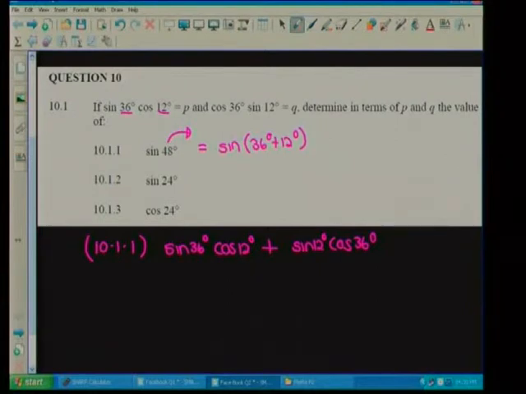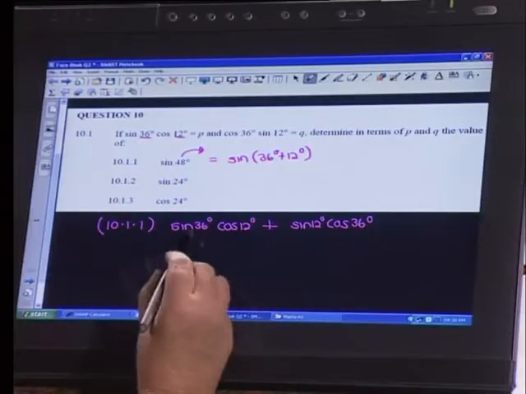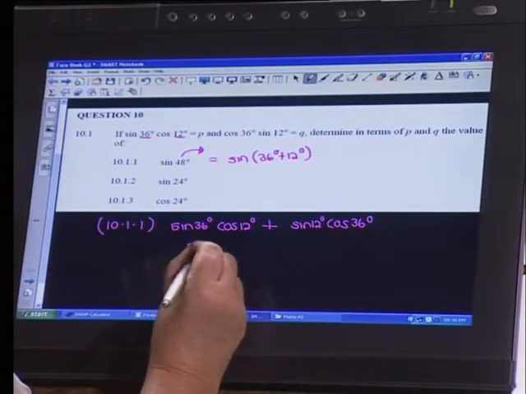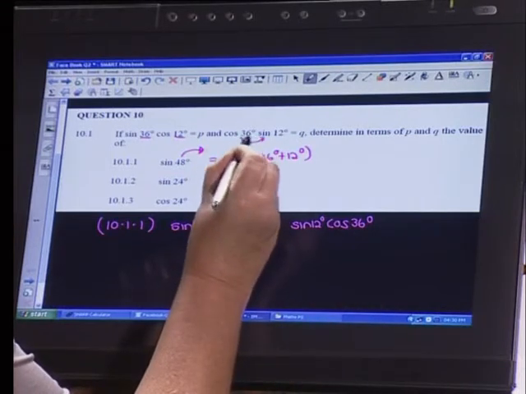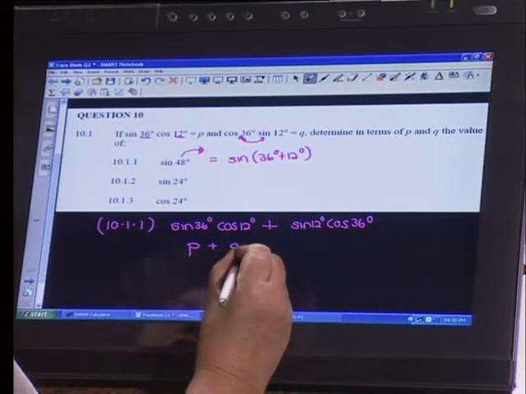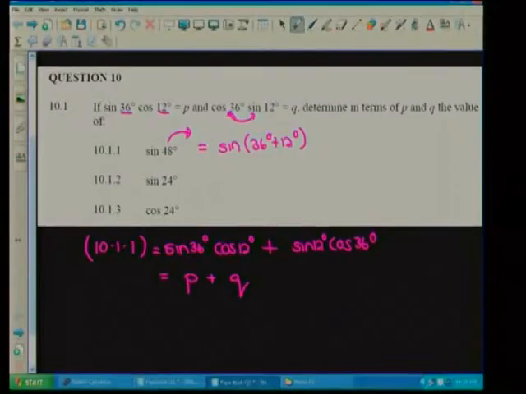Now, if I look up here, sine 36 cos 12 degrees can be replaced with a P. And sine 12 cos 36, it doesn't matter if the order here is the other way around, can be replaced with a Q. And so there's our answer for the first one. Okay, good. Now, the next one talks about the sine of 24. So remember I said to you the key angles are 36 and 12.